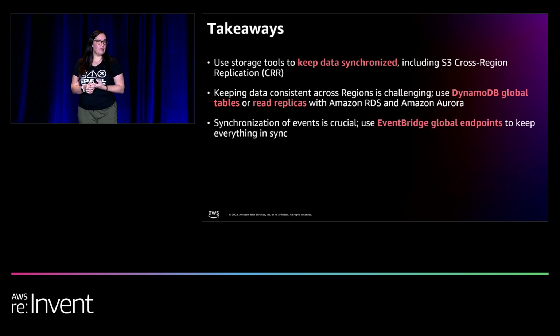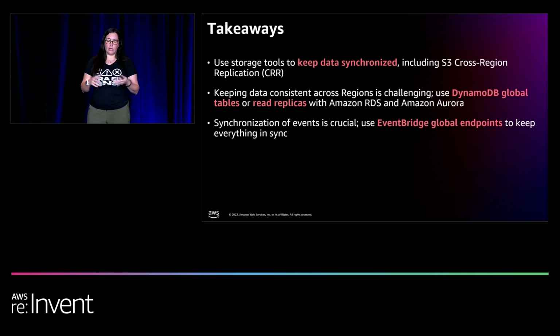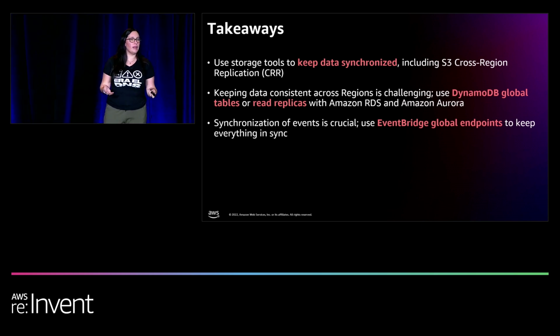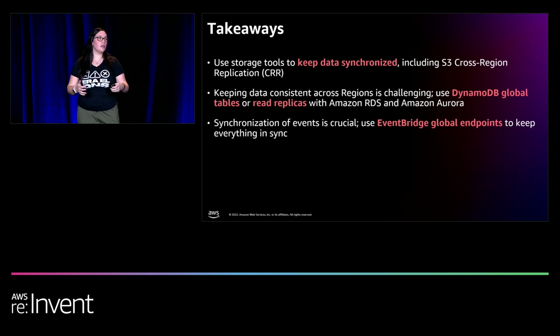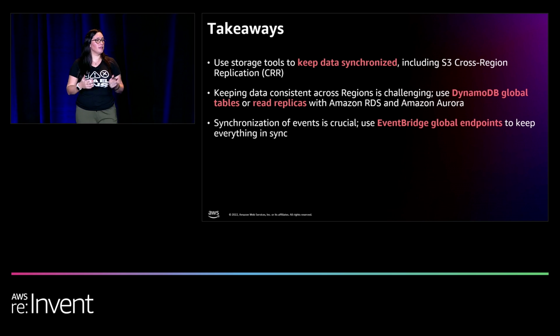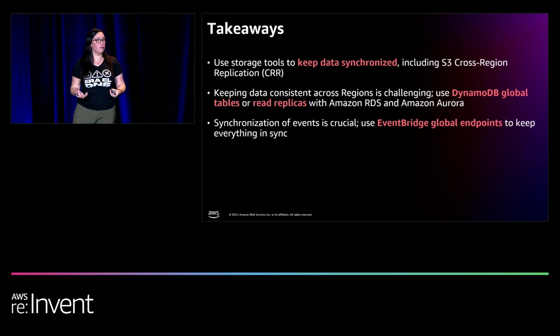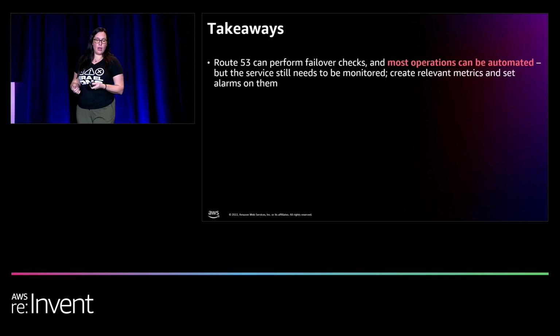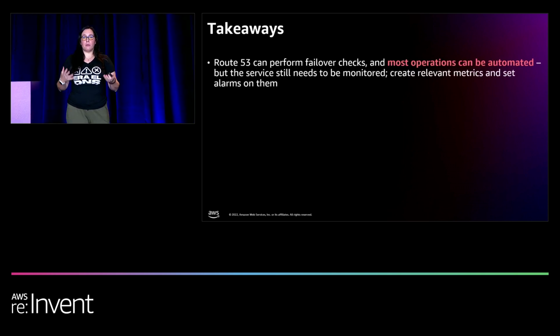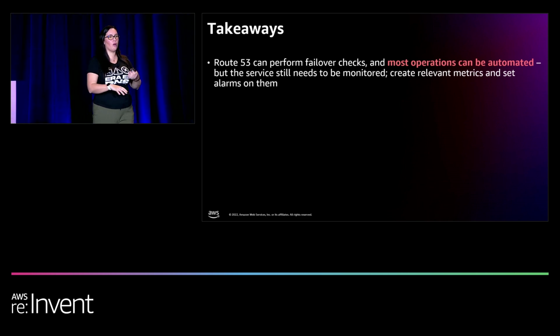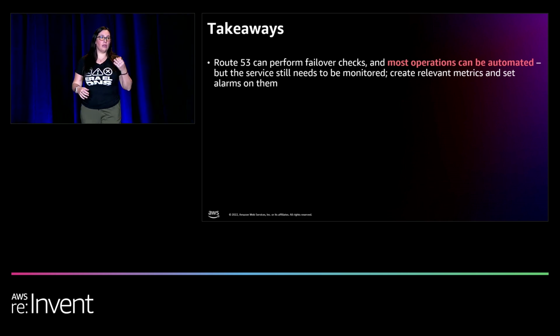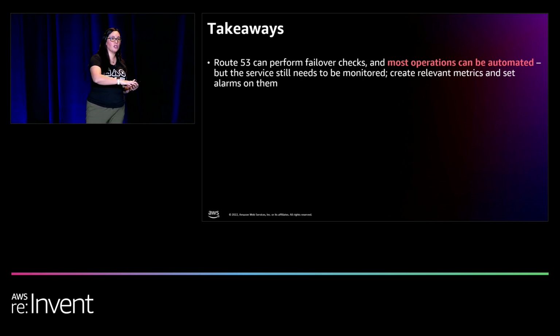Then, for events, global endpoints will help you a lot. It does it automatically. It's at the DNS level. It will do the failover for you, and you can just design your applications for those events. Have in mind that sometimes those events will be coming replicated, so have a strategy for that. Use Route 53 as much as possible because it will do a lot of the heavy lifting for you. It will take care of automating the routing, and it will take care of doing the health check for you.